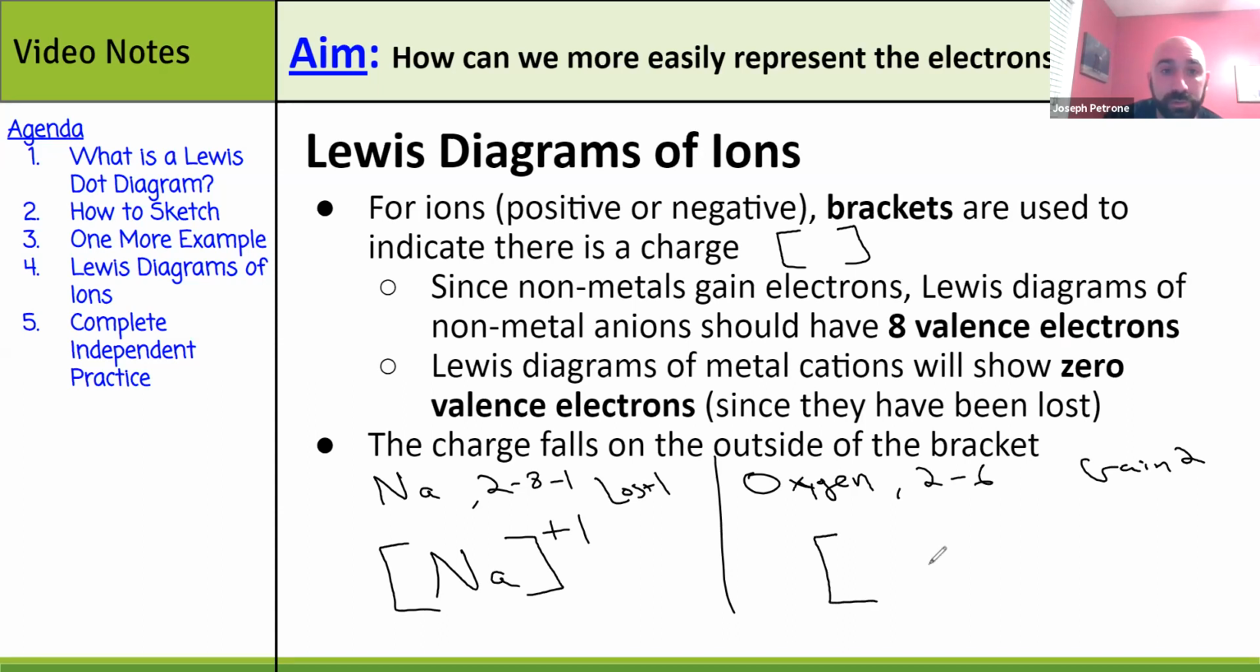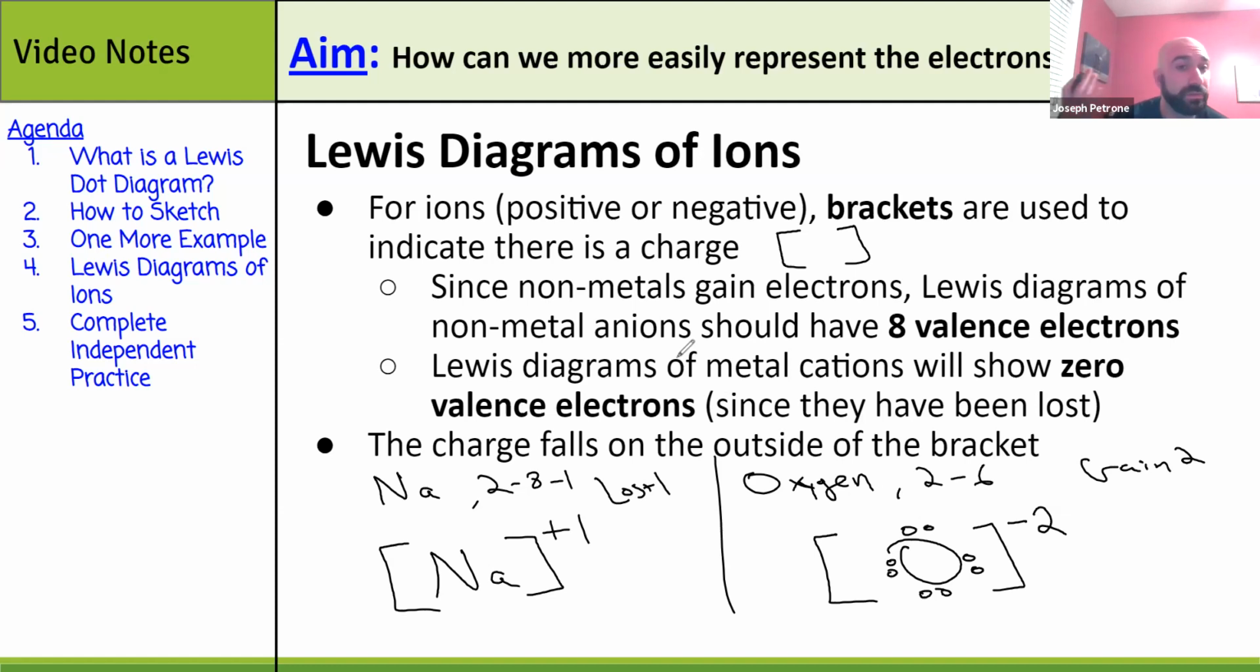To indicate this, we'll once again draw the element symbol oxygen, O, in the brackets now. Then we're going to put our 8 valence electrons around it because we have gained 2 from our original 6. So 1, 2, 3, 4, 5, 6, 7, and 8. There are 8 electrons in this last shell now, and it will have a -2 charge. Once again, the nonmetal has 8 electrons around it, and the negative charge is on the outside here.